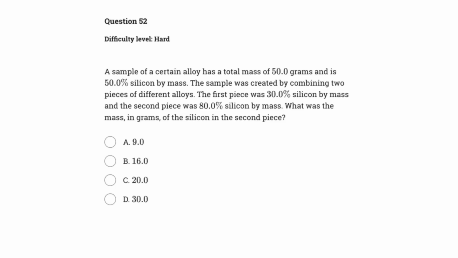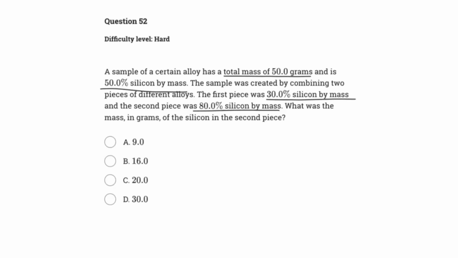A sample of a certain alloy has a total mass of 50 grams and is 50% silicon by mass. The sample was created by combining two pieces of different alloys. The first piece was 30% silicon by mass, and the second piece was 80% silicon by mass. What is the mass in grams of the silicon in the second piece? So to solve this problem, we need to set up a system, right?